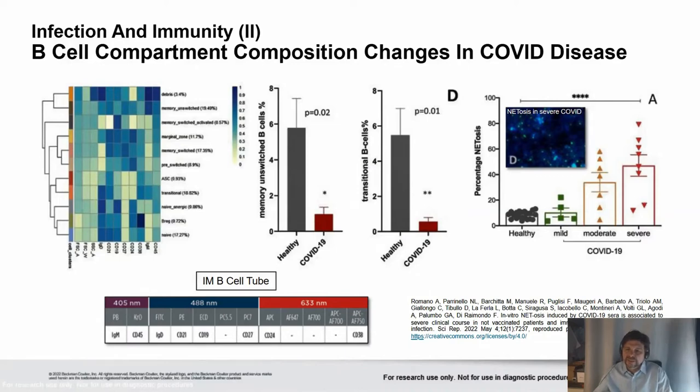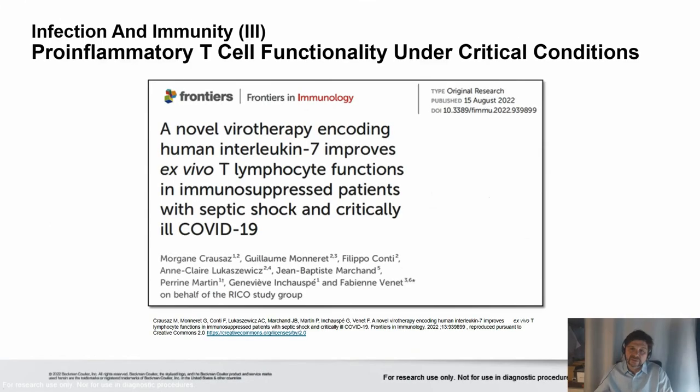And just for completeness, there was also a functional finding with the tendency of neutrophils to NETosis. But also in the B cell compartment, the finding was enabled by a highly standardized tool, again the B cell tube, that has been used in many other studies. And here it has this specific purpose. So a very versatile use for this type of product.